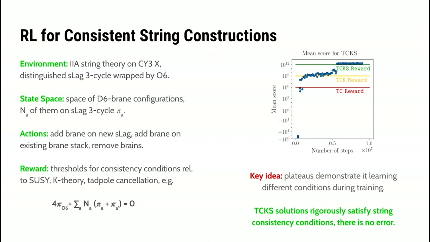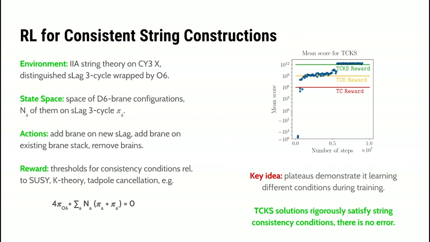this is training time. This mean score is a measure of how much the agent is learning over time. You see it learns to cancel tadpoles very quickly, and then it plateaus for a while, having learned how to cancel tadpoles and satisfy the K-theory condition, and then it eventually learns how to satisfy the SUSY condition. But this is just some setup that some physicists care about.